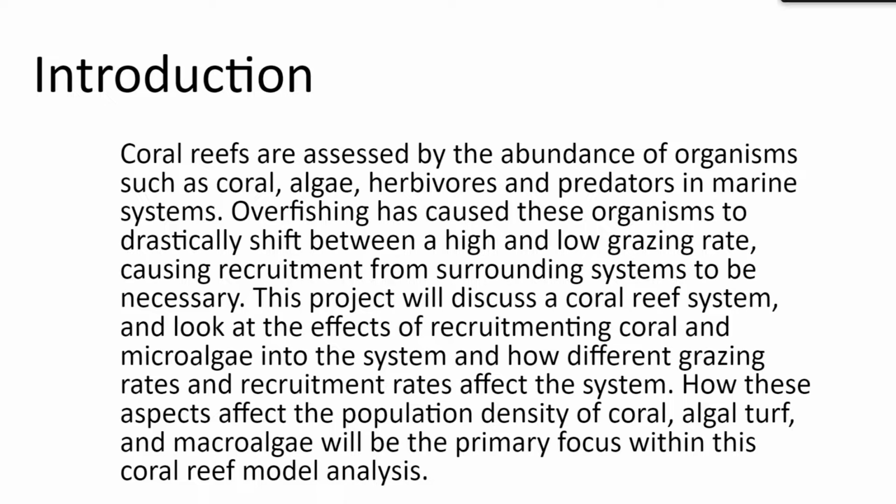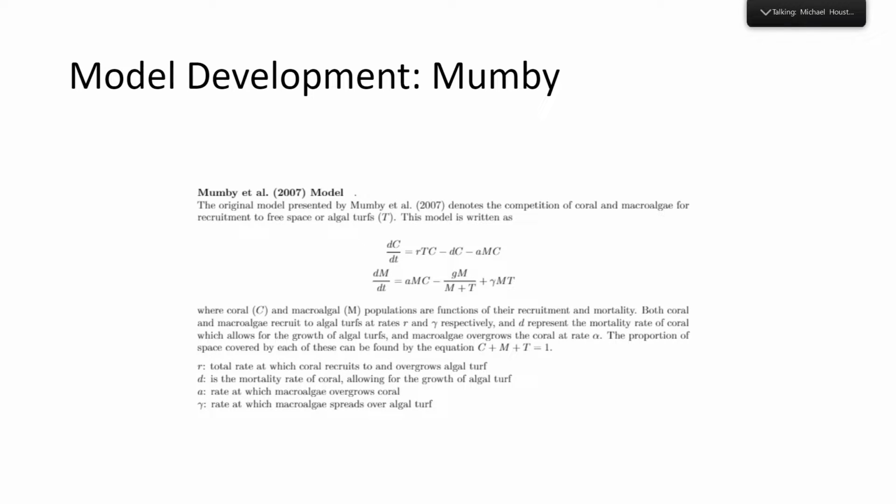coral reef model analysis. So the Hughes model stems from the model introduced by Mumby in 2007, which shows the competition between coral and macroalgae for recruitment onto algal turfs. This competition is denoted by these two differential equations. The first, coral, which is a function of recruitment onto algal turf minus the mortality of the coral and minus the overgrowth of macroalgae onto the coral.